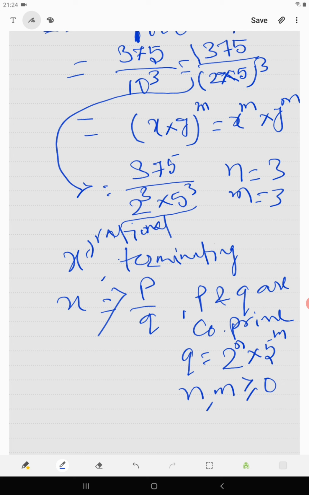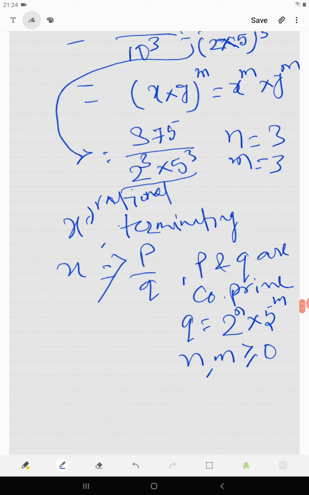Then the opposite is also true: if x equals p by q, a rational number, and the prime factorization of q is of the form 2 to the power n into 5 to the power m, then it terminates. So both these theorems are opposite. If you are able to convert this denominator to 2 to the power n into 5 to the power m, then it's a terminating decimal. The first one was, if a given rational number is terminating, then it can be represented in the form of p by q.